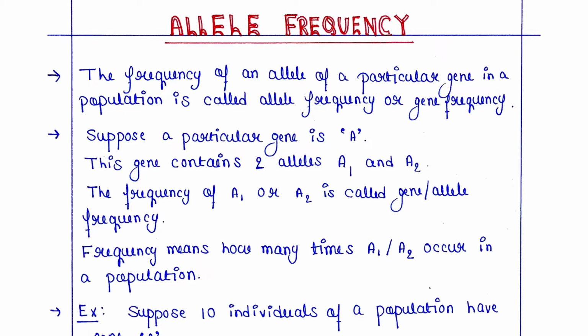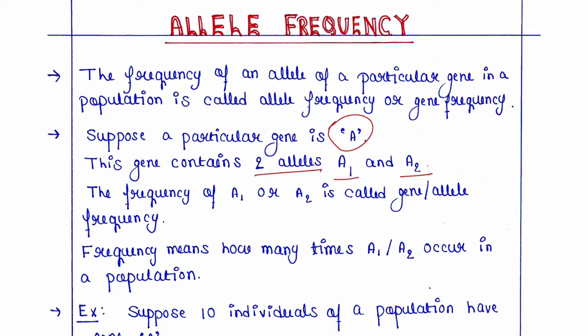Let's talk about allele frequency. The frequency of an allele of a particular gene in a population is called allele frequency or gene frequency. So allele frequency and gene frequency are the same. Suppose a particular gene is A. So A is a gene. This gene contains two alleles, A1 and A2. The frequency of A1 or A2 is called gene or allele frequency.